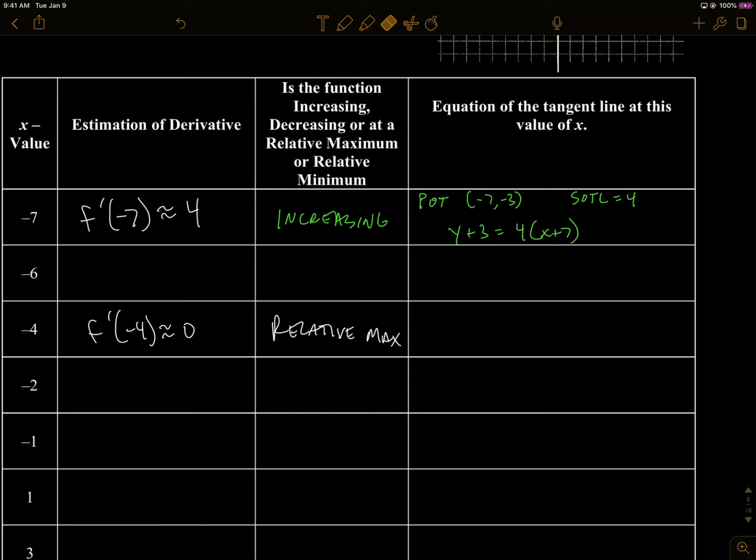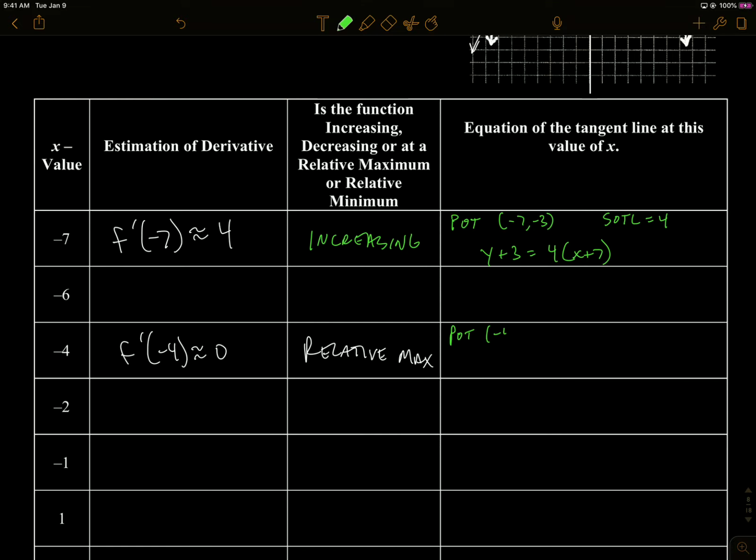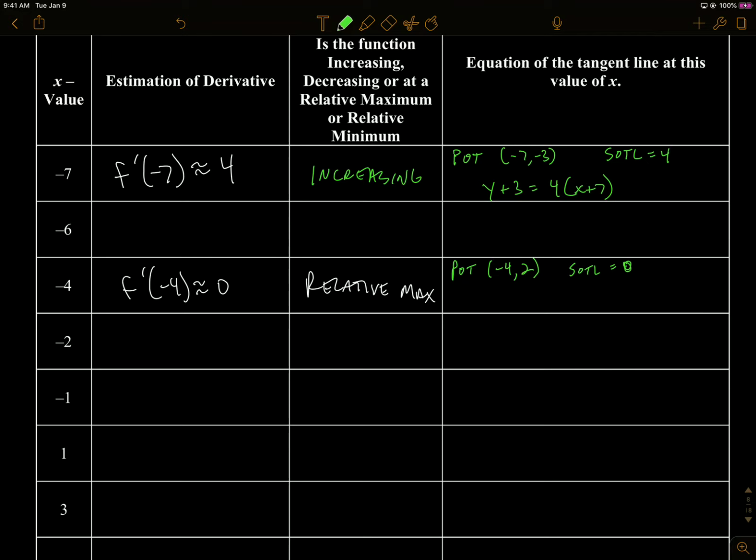And if we find the slope of the tangent line, we're going to say that the point of tangency equals, we were at -4. And the y value looked to be 2. And then the slope of the tangent line is 0 based on what we saw on the graph. That was our estimation. So our equation of the tangent line is going to be y minus 2 equals 0 times x plus 4. So that whole right side equals 0. So that would be y equals 2 is what we're going to come up with.